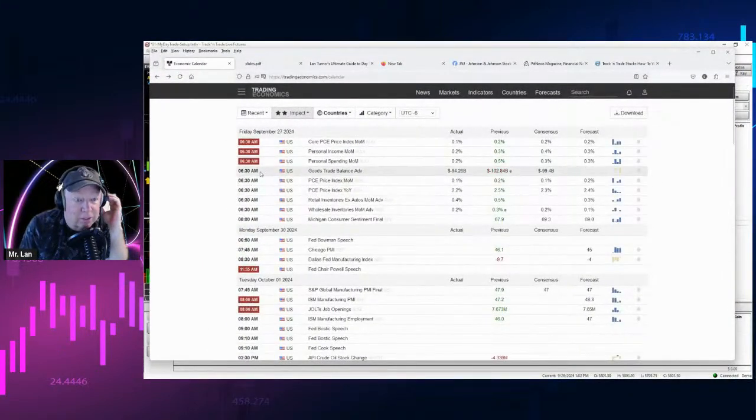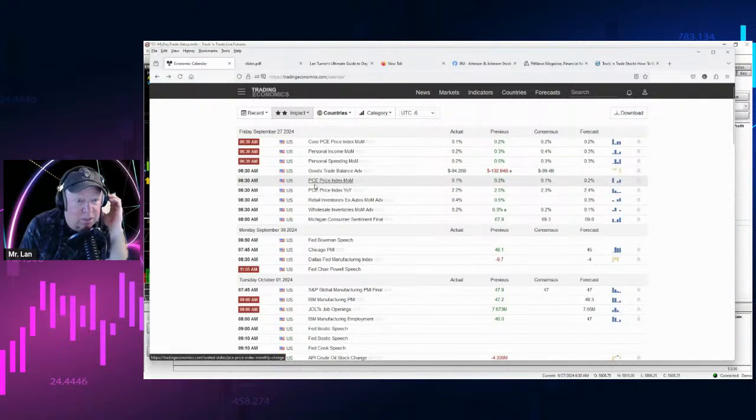What else do we have? At 6:30, we had the goods trade balance. We didn't have a forecast on that. Consensus was minus 99. Actual is minus 94. So it's better than expected.